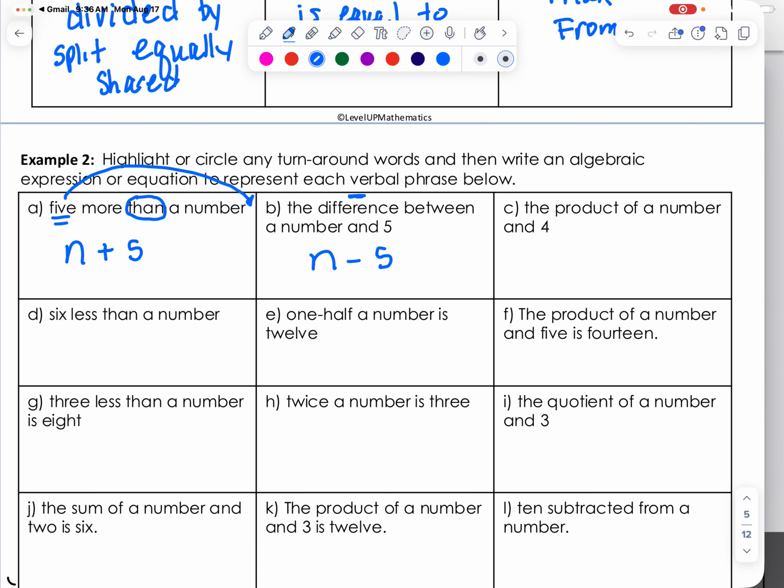C, the product of a number and 4. Now remember, product means times. So here we're multiplying a number times 4. So the number is N, we're multiplying that by 4. Generally, when we're talking about multiplication and you have a variable, the coefficient needs to go first. So N times 4 is equivalent to 4N. This first phrase is not wrong. It's just more conventionally written as 4 times N or 4N.